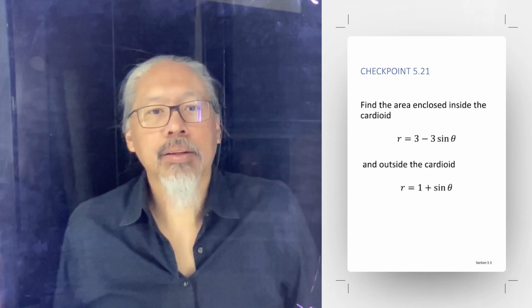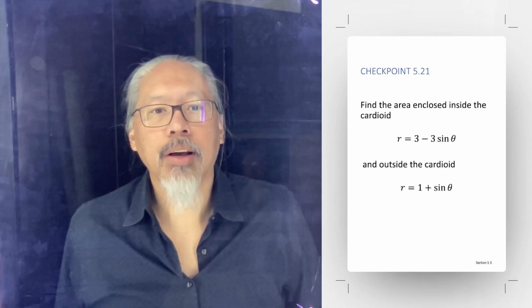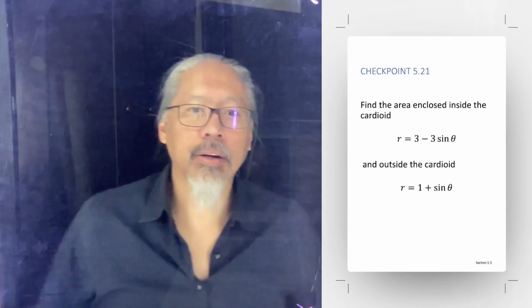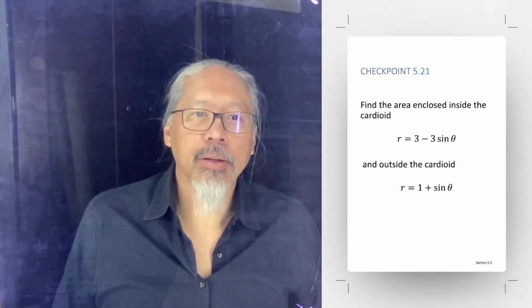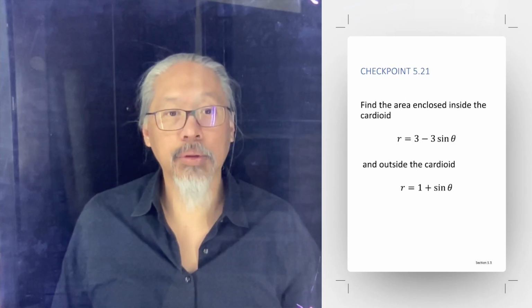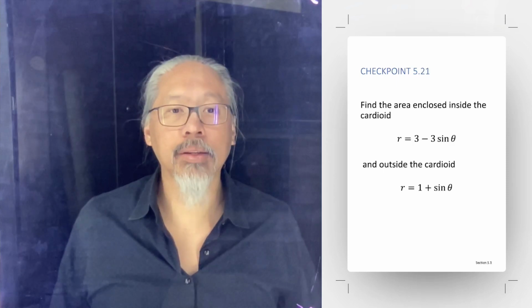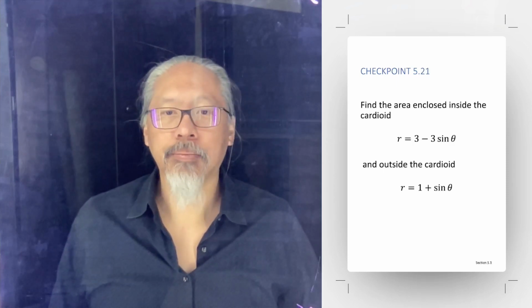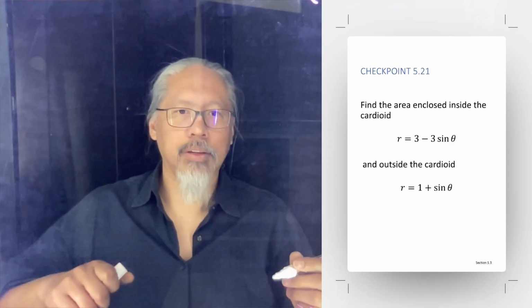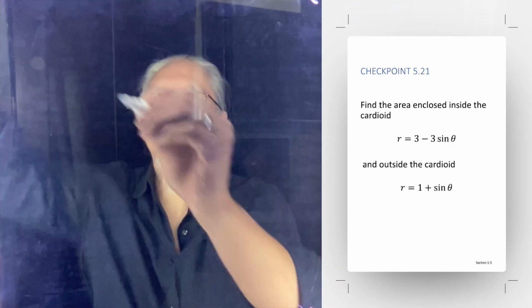Hello, in this video we'll do checkpoint 5.21. They want us to find the area enclosed inside the cardioid r equals 3 minus 3 sine theta, and outside of the cardioid r equals 1 plus sine theta. So these are cardioids. I believe the first one is going to be a cardioid.